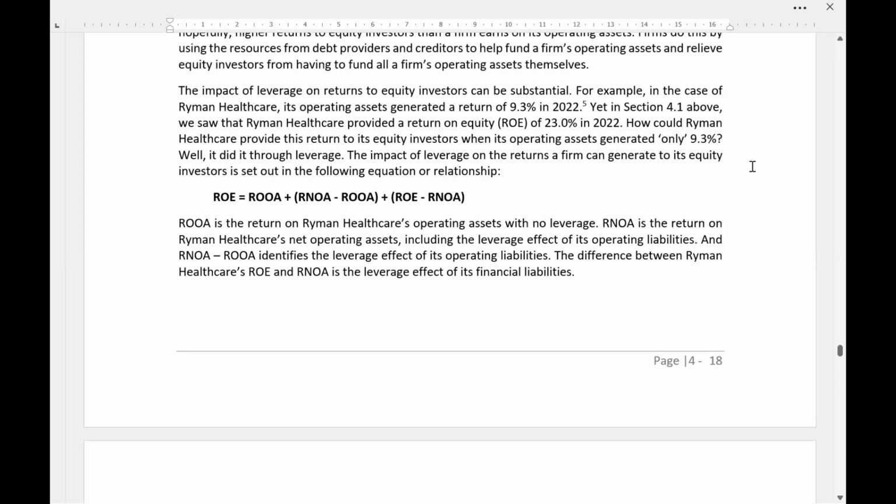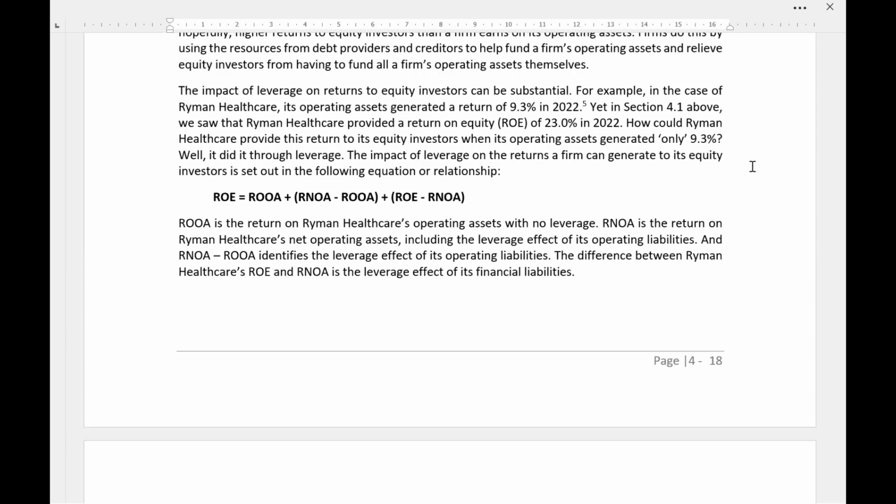The impact of leverage on returns to equity investors can be substantial. For example, in the case of Ryman Healthcare, its operating assets generated a return of 9.3% in 2022. Yet in section 4.1 above, we saw that Ryman Healthcare provided a return on equity, ROE, of 23.0% in 2022. How could Ryman Healthcare provide that return to its equity investors when its operating assets generated only 9.3%? Well, it did it through leverage. The impact of leverage on the returns a firm can generate to its equity investors is set out in the following equation or relationship.